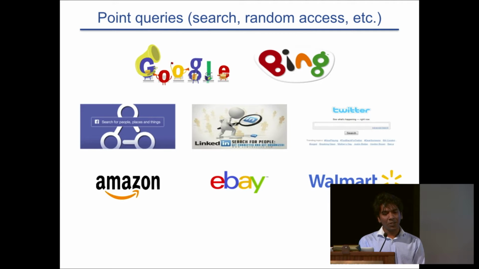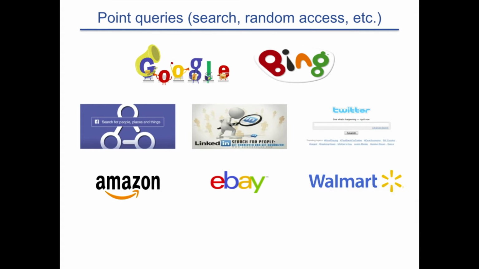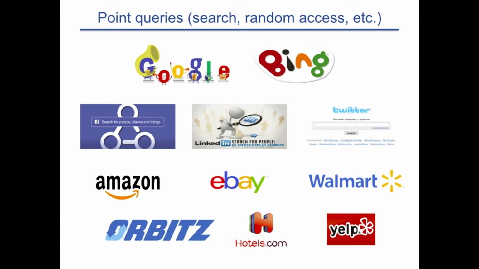On the other hand, then you go into Amazon, eBay, Walmart. Again, a lot of point queries. And then there are these new travel companies and hotels and restaurants. Everywhere you see a lot of point queries, interactive queries happening. So what is it that people use today? Today people use one of two techniques.